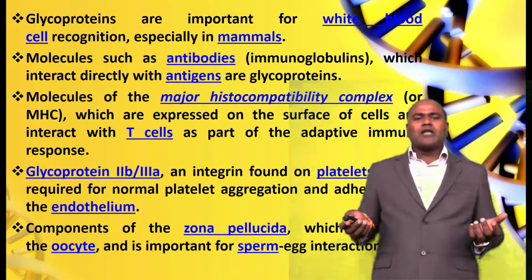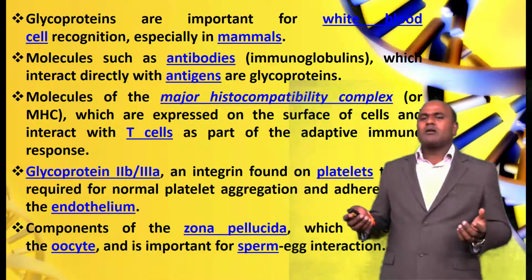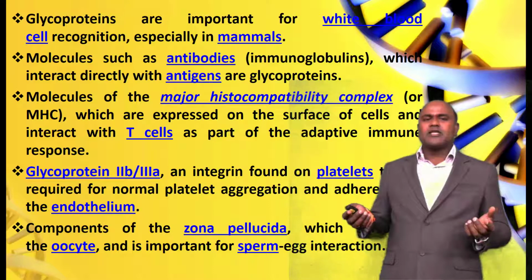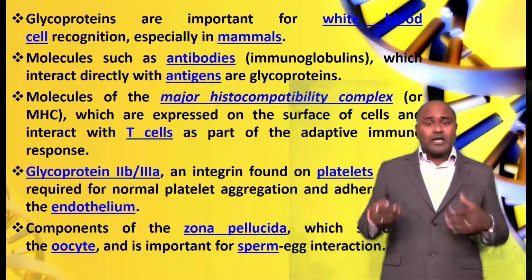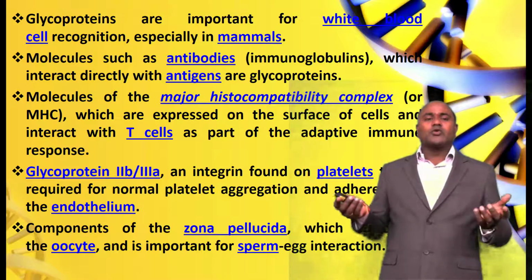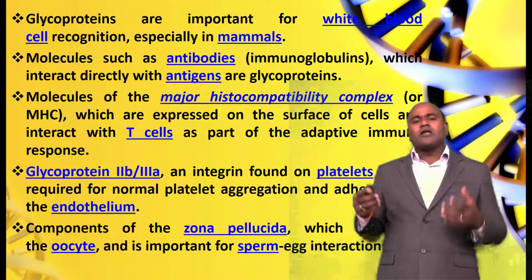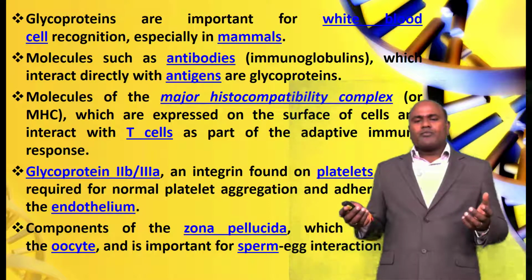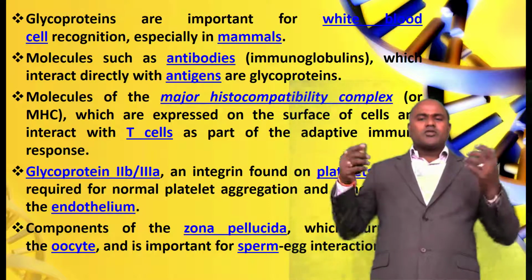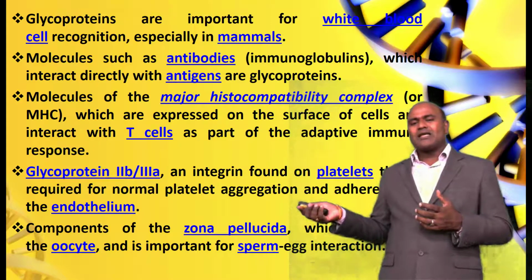Glycoprotein 2B/3A is an integrin found on platelets that is required for normal platelet aggregation and adherence to the endothelium cells. Components of the zona pellucida, which surrounds the ovum, are important for sperm-egg interaction.